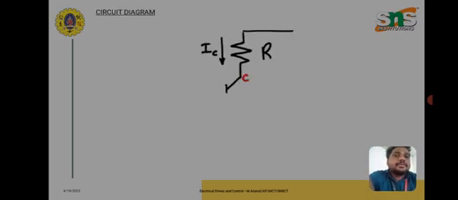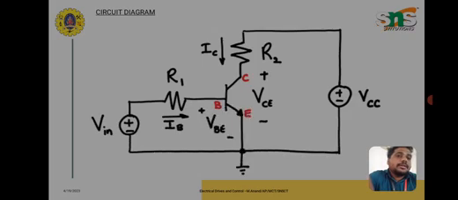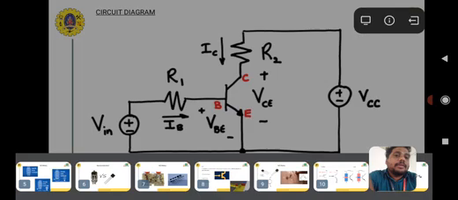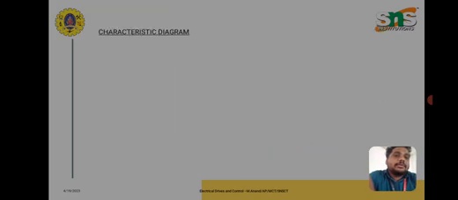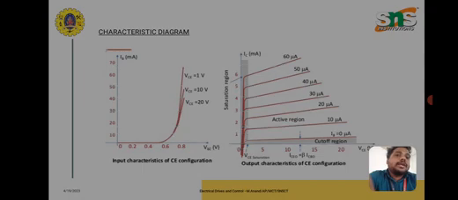This is the circuit diagram, basically the circuit for determining the input and output characteristics of BJT. We give a supply at VBE, that is the voltage across base and emitter. Simultaneously, on the right side we give a voltage supply across VCE, that is collector and emitter. If you apply supply to these two terminals, we get the input and output characteristics like this.